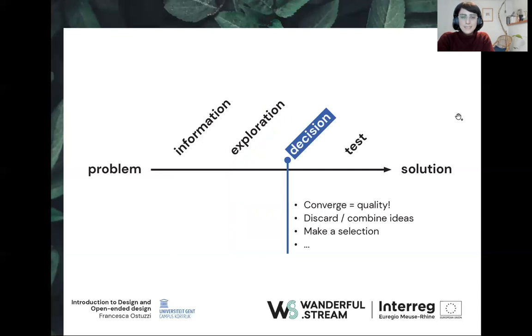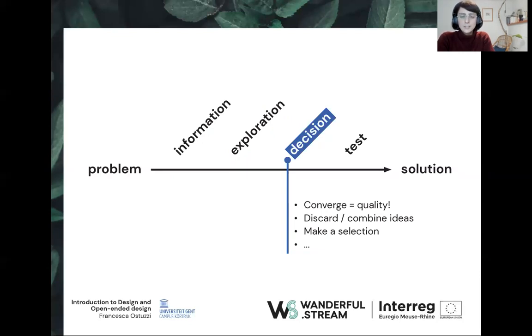Following this very open phase of exploration, you have to start converging. So in the quantity of ideas, of course, there are some ideas not feasible, some are not reasonable, some are not desirable. So this is the moment to choose them. So you have to discard some ideas and maybe you can combine some ideas. Maybe 2 ideas can coexist. So you have to make a selection of what can be done.